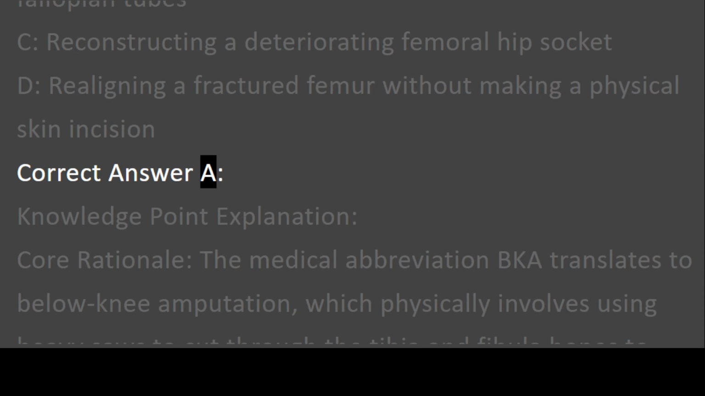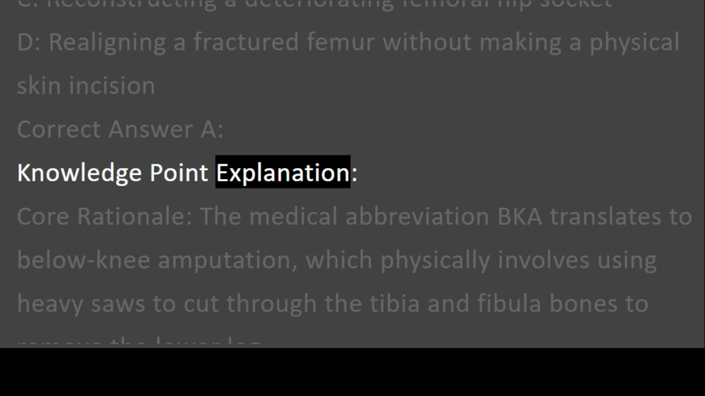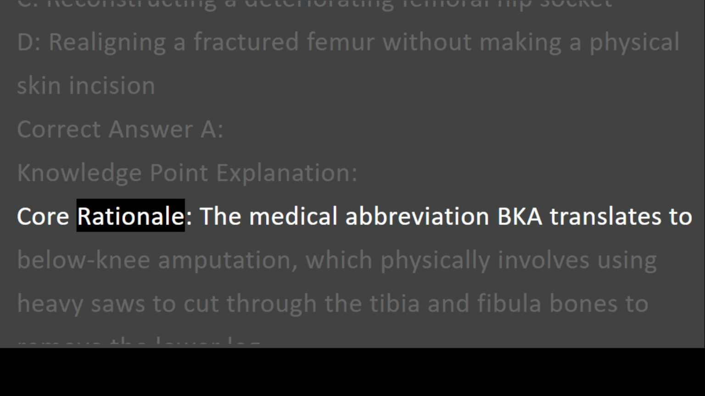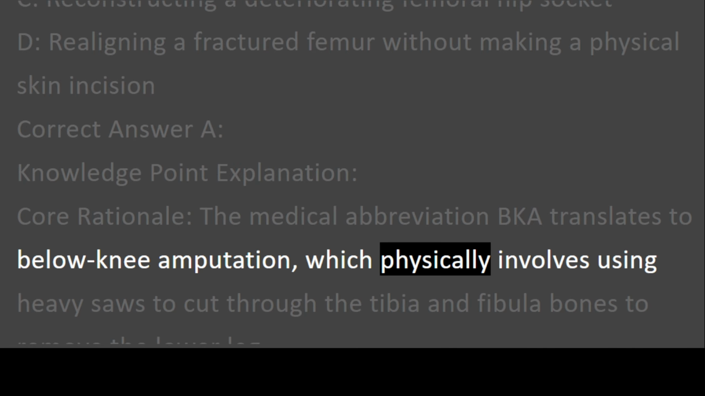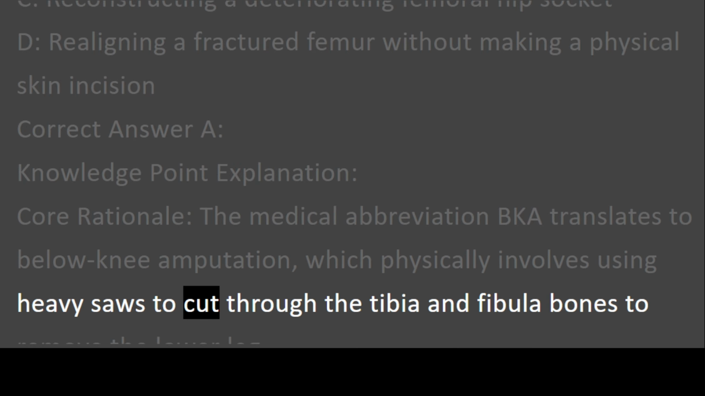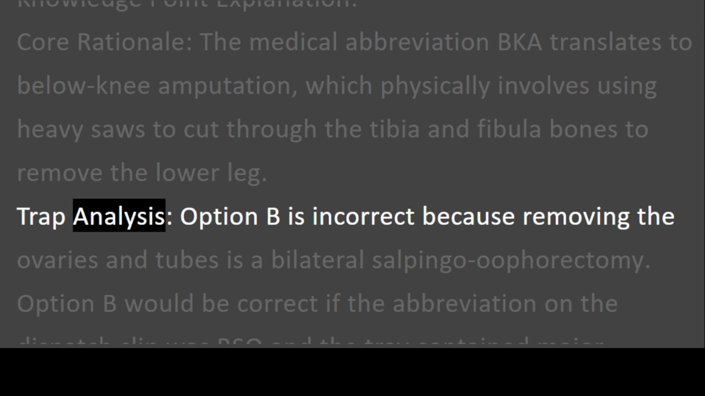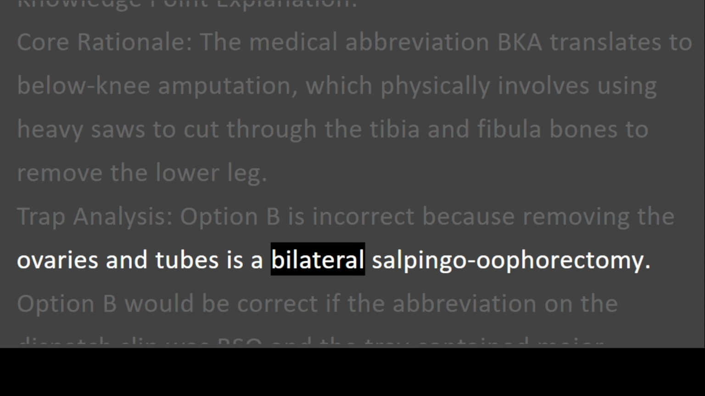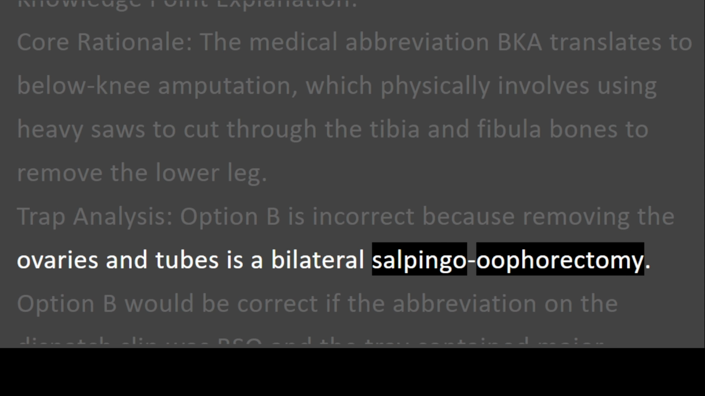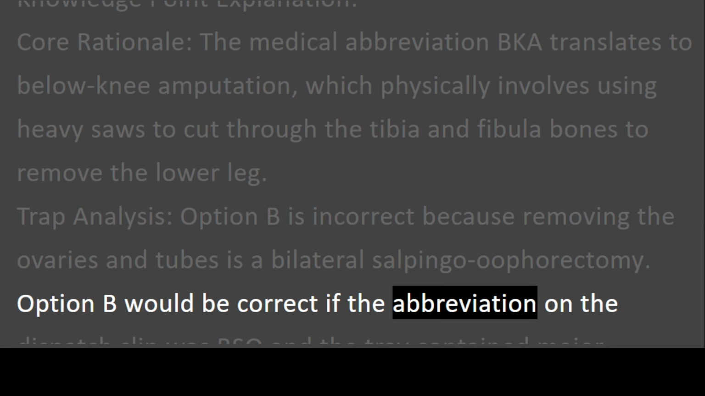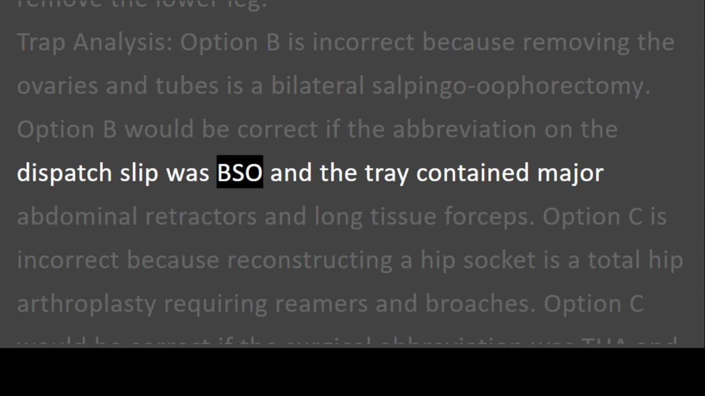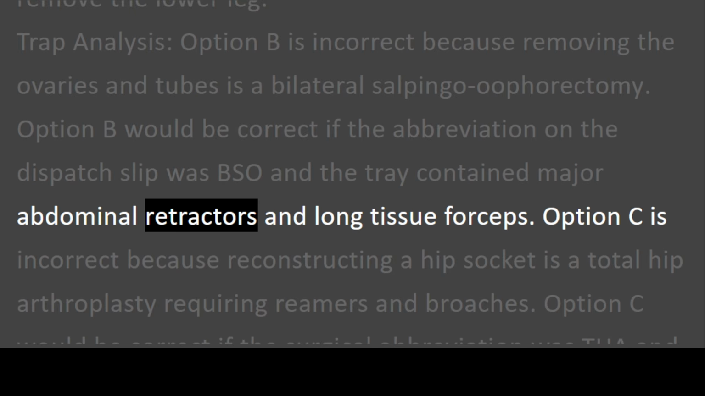Correct answer A. Knowledge point explanation. Core rationale. The medical abbreviation BKA translates to below-knee amputation, which physically involves using heavy saws to cut through the tibia and fibula bones to remove the lower leg. Trap analysis. Option B is incorrect because removing the ovaries and tubes is a bilateral salpingo-oophorectomy. Option B would be correct if the abbreviation on the dispatch slip was BSO and the tray contained major abdominal retractors and long tissue forceps.